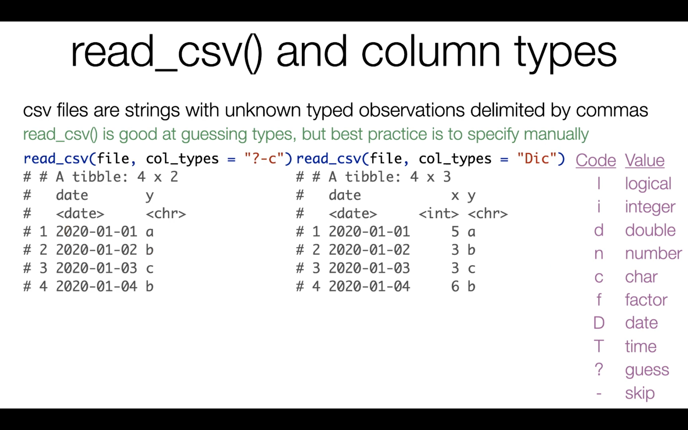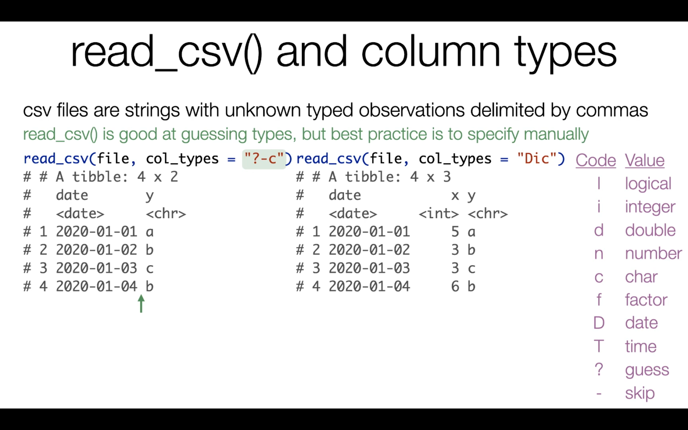Now, in this case, we actually illustrate some of those. So here we have col_types is question mark, dash, C, okay? Again, the dash is used when you actually don't want to read in the column at all. So question mark says, hey, I want you to try to figure this out, reader. Dash says skip, and C says it's a character, okay? And that's why we're missing that X column right there in the middle, because we dashed it out.